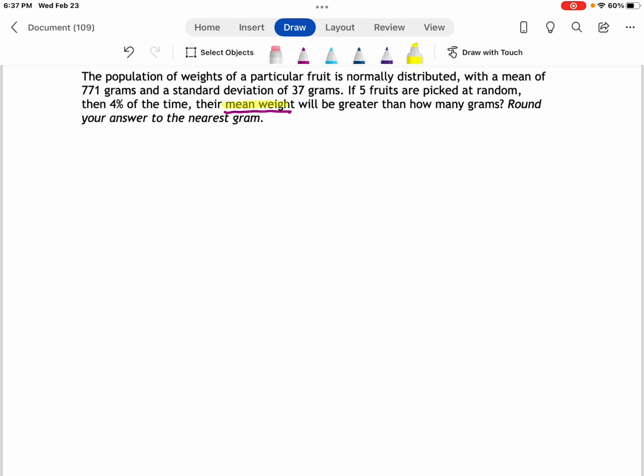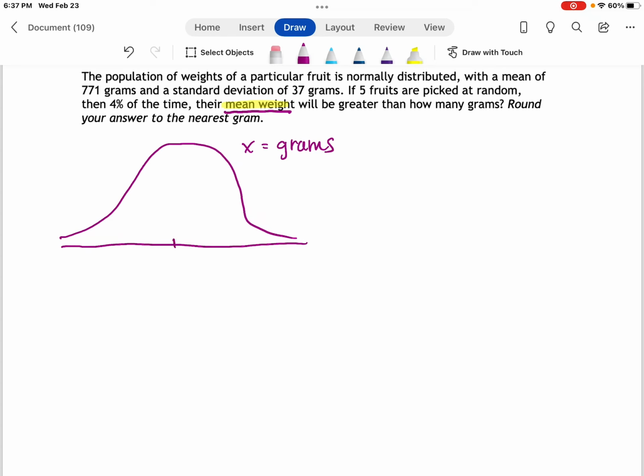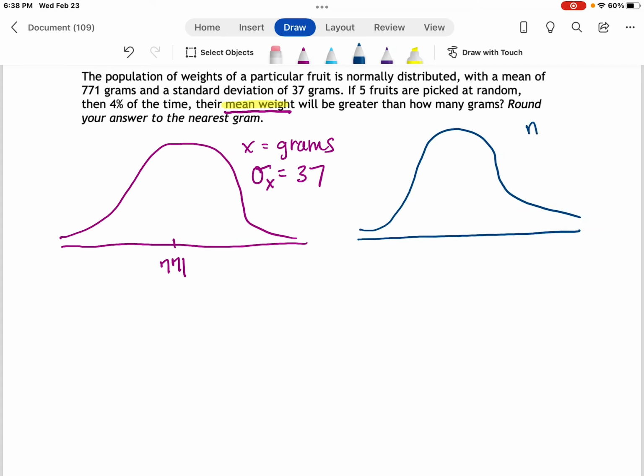So this right here is a big indicator of what we're going to be looking at. We have two different distributions here. We have the distribution of X, which gives us the weight in grams. That's the X distribution, with a mean of 771 and a standard deviation of 37. Then we are given a different distribution because they start talking about taking samples of 5 fruits. And then they're asking about the mean weight. So we're going to be looking at the distribution of the sample means.